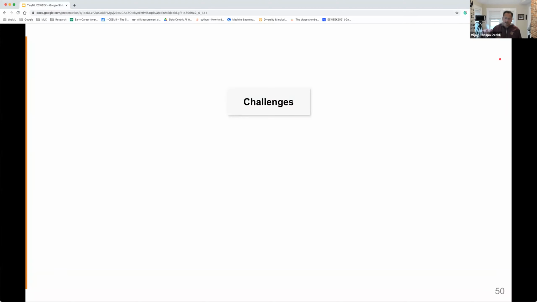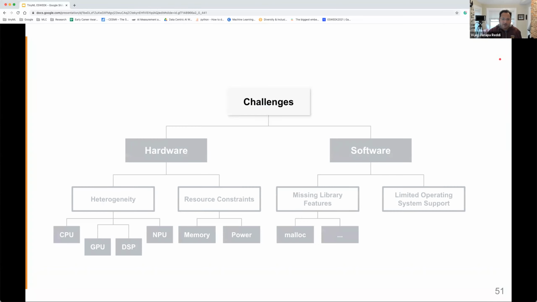Okay, so let's get a little technical and talk about some of the challenges that we have. The challenges in the embedded ecosystem come from the way we have designed these embedded systems. Now, this can be in the context of hardware or in the context of software. So I'll talk about the hardware first. First and foremost, the hardware ends up being extremely lean and mean.